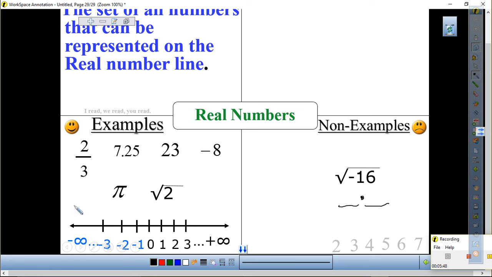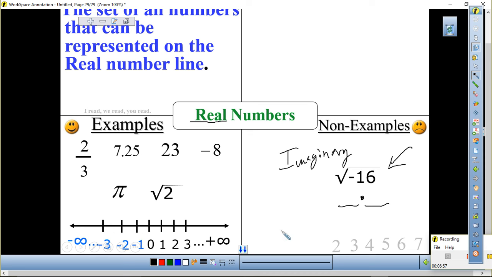If all these are real numbers, this one has a specific name. Look up over here. Tell your neighbor what it's called. The correct term is imaginary. That is correct. Write that in there. Imaginary numbers. And these do exist, by the way. Once we get to Algebra 2, you're going to be using these numbers, also known as complex numbers. Imaginary or complex.